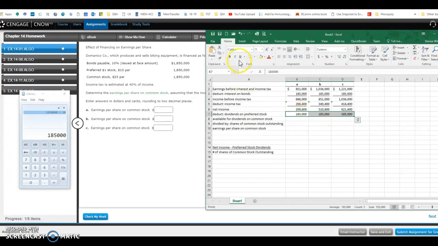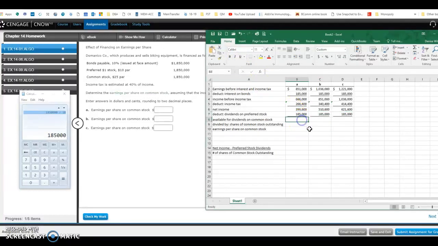Okay? So now, the next thing I want to do is another subtraction. This is my net income. I am subtracting my dividends for preferred stock. I now have the number for the numerator in my calculation of earnings per share. I've taken net income and subtracted preferred stock dividends, and that gives me everything that is available for dividends on common stock.